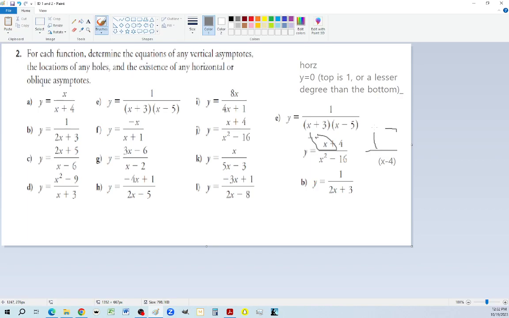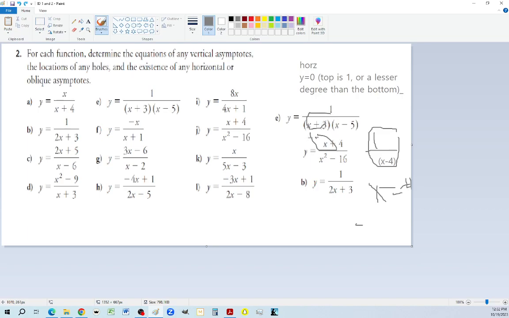We're left with this. This is the final thing, but there's going to be a hole at x is equal to minus 4. And we can plug it in and figure out what that is. It's going to be minus 4 comma 0. And there's an asymptote at x is equal to 4. And the horizontal asymptote is 0. There you go. That one has a hole.